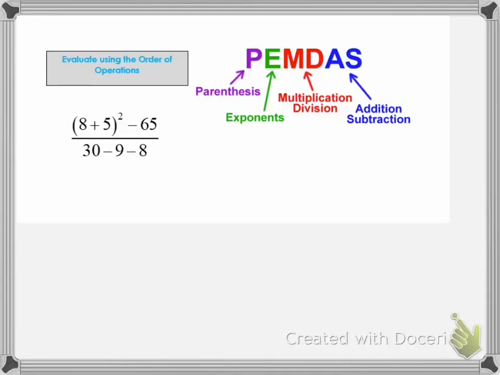Okay, so we have another example here where we're going to evaluate using the order of operations. Now, you'll notice our problem is one big fraction. In the numerator of our fraction, we have the quantity 8 plus 5 in parentheses being squared minus 65, and then that's over the denominator, which is 30 minus 9 minus 8. So we're going to use our acronym PEMDAS.